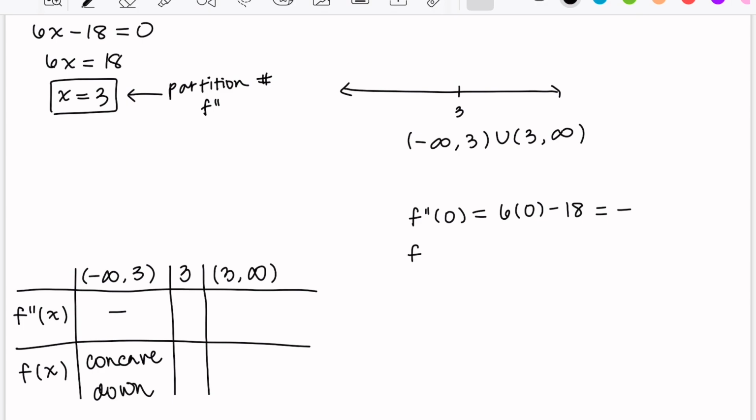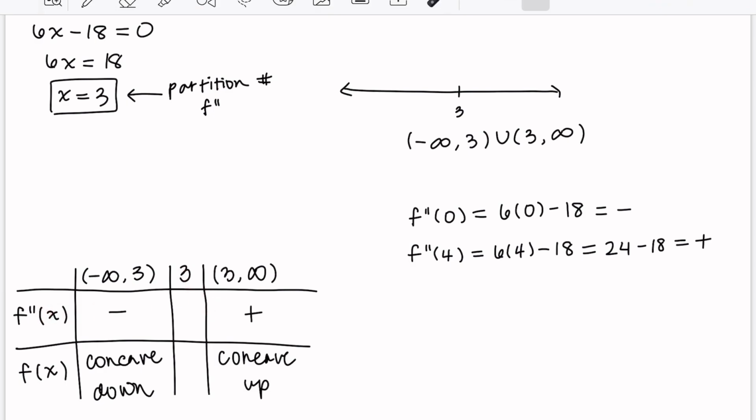Right, then looking at this interval here, we'll choose 4. And then plugging that into our second derivative, we will get 24 minus 18, so that's a positive number. So since our second derivative is positive, this means our first derivative is increasing and our function is concave up. And so we know that our second derivative at x is equal to 3 is also 0. So we can just put that there.